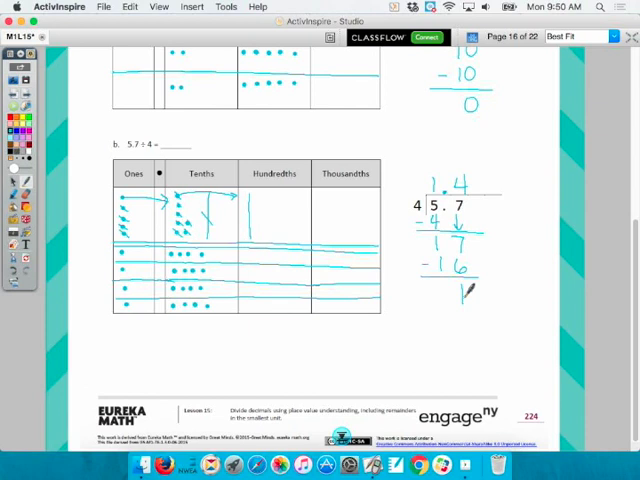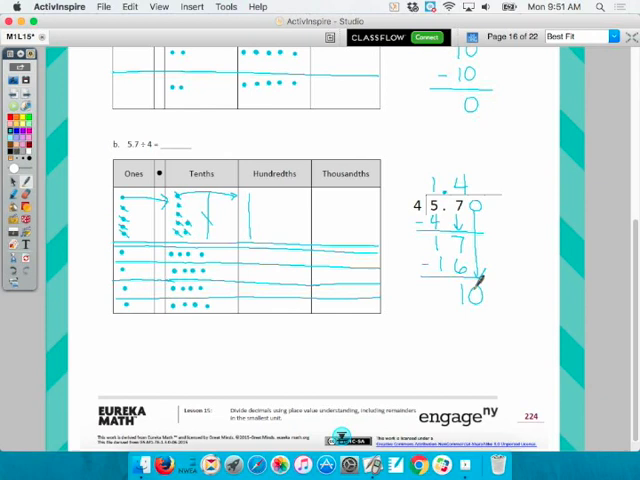Okay, so that gives me 1/100. Well, actually 1/10, right? But on my place value chart, what do I show? 10 hundredths. When you regroup, it's 10.